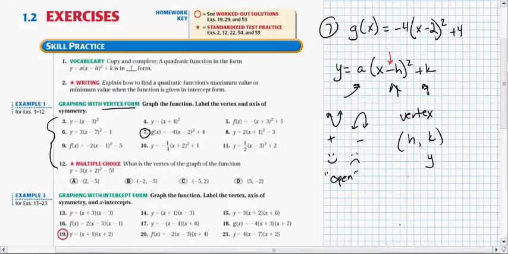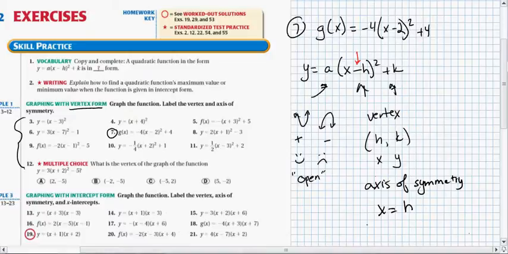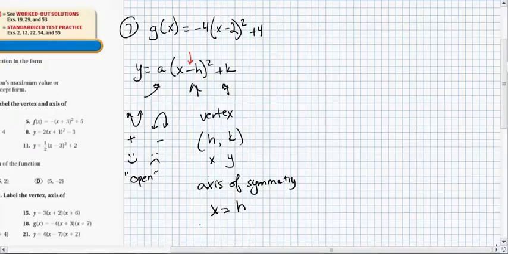So let's see, vertex. Oh yes, and the other part that we want to do is the axis of symmetry. So that's going to be a vertical line that goes through the middle of the parabola, and its formula is x equals some number. In this case, it'll be h. So axis of symmetry is going to be x equals whatever h is. And that's pretty much all that I need to actually graph this. So let's do the problem.